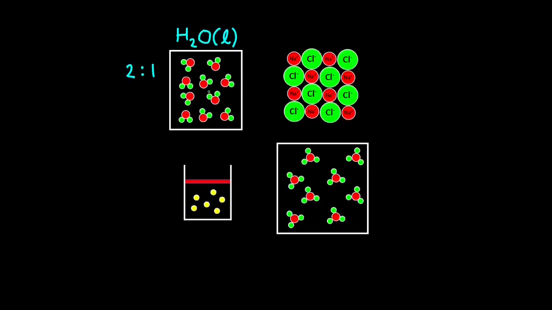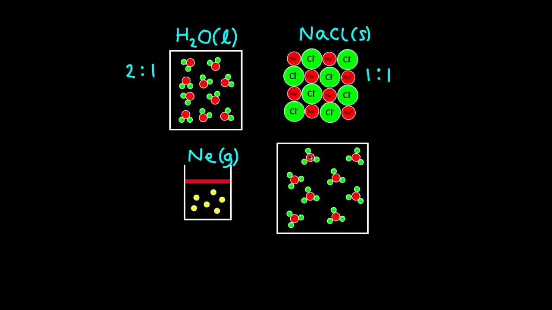In this second example we have table salt, which is sodium chloride in a solid state. Here we can see there's a 1-to-1 ratio between the sodium ions and the chlorine ions. And in this example, we have neon gas. So the gas consists of 1 atom, so that's a pure substance.